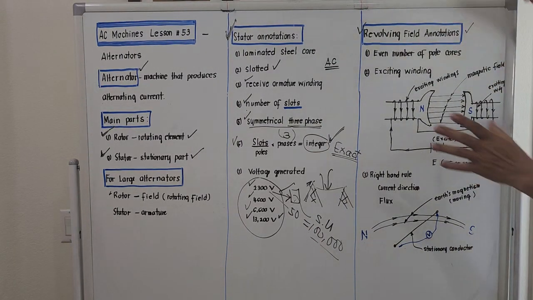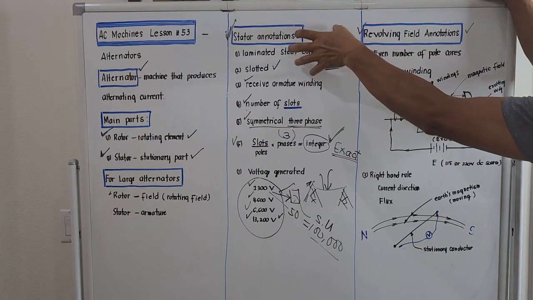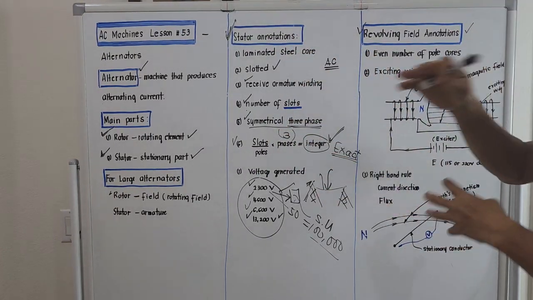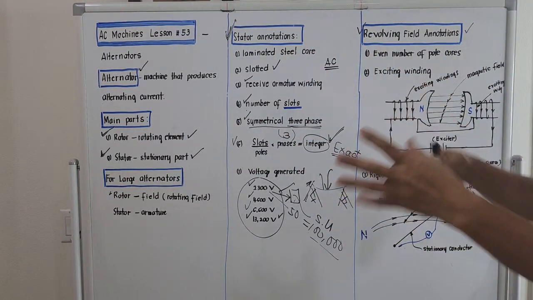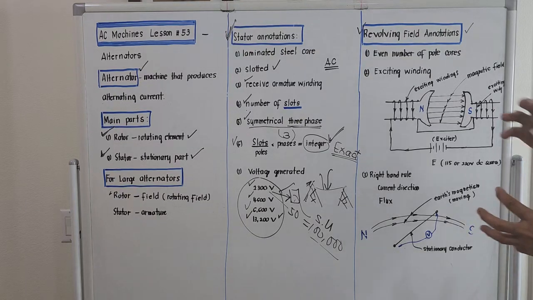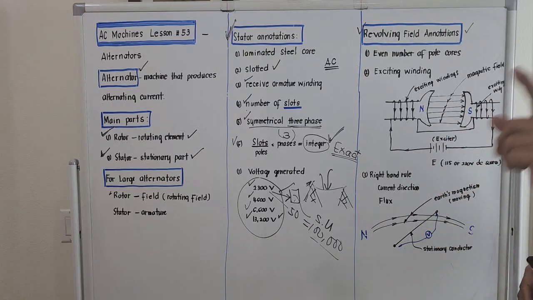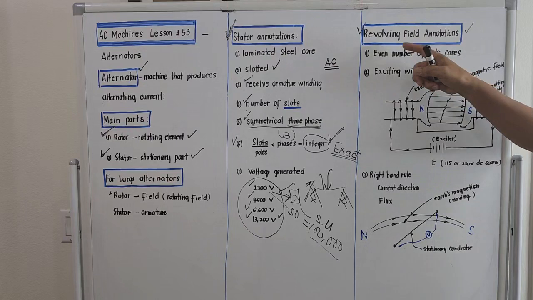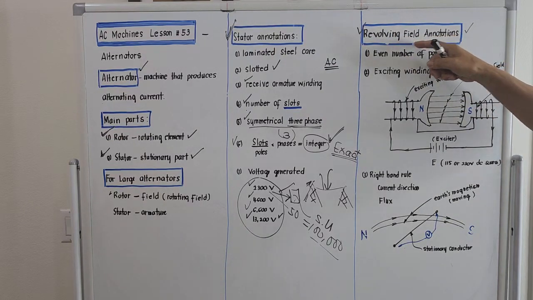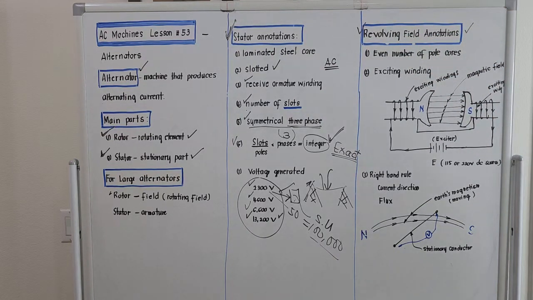So, the stator is actually the part of the alternator in which the windings are wound to generate voltage. It's the carrier of the armature winding, that's the stator. How about the revolving field? Why revolving? It's something like this.